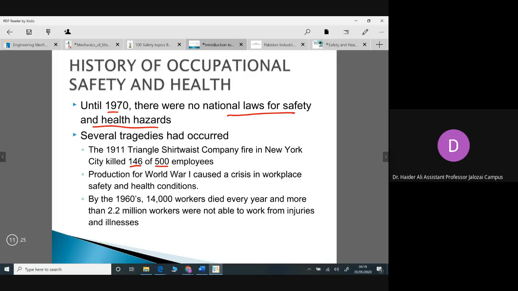Then production for World War I caused a crisis in workplace safety and health conditions. By the 1960s, 14,000 workers died every year, and more than 2.2 million workers were not able to work from injuries and illnesses. So if you look at these numbers, these tell us that occupational health and safety is an important topic. And as an engineer, it's important for you to know how to keep your environment safe for yourself as well as your colleagues or your employees.